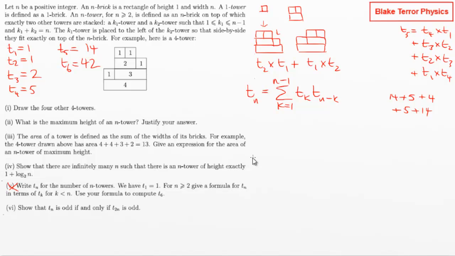Show that Tn is odd if and only if T2n is odd. Okay. So Tn is odd if and only if T2n is odd. Right. Well, T2n then is going to be the sum from k equals 1 to 2n minus 1 of Tk T2n minus k. Right, so we've got that. I mean, that seems the only place to start.